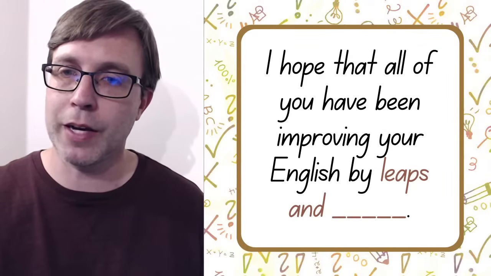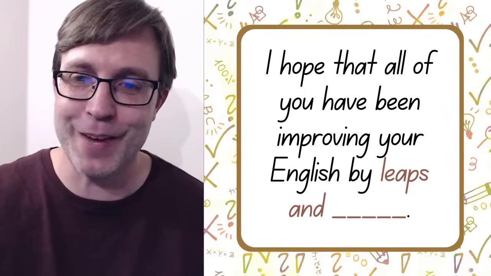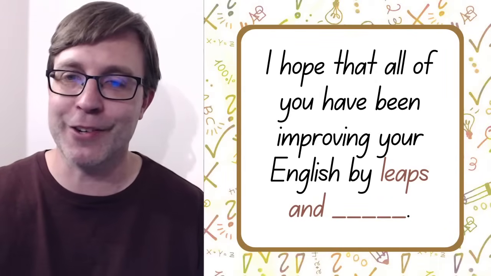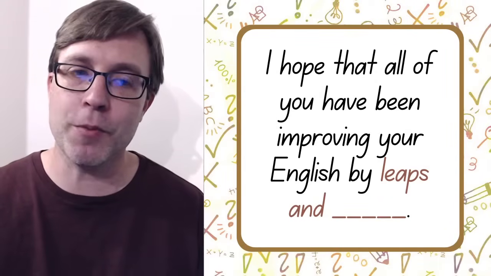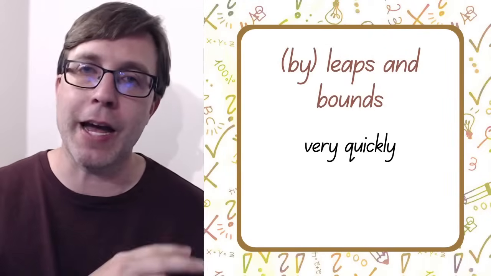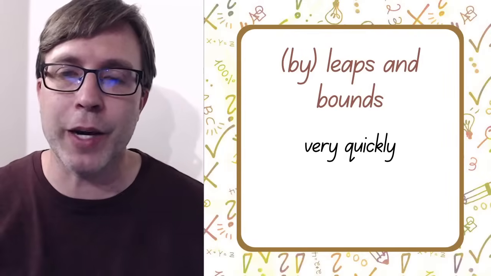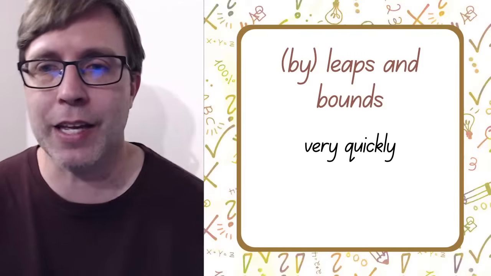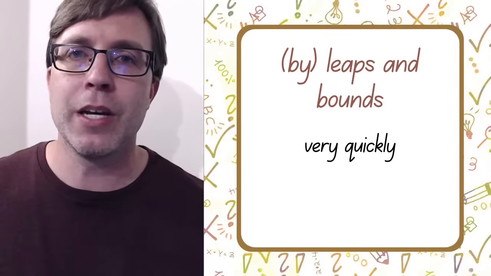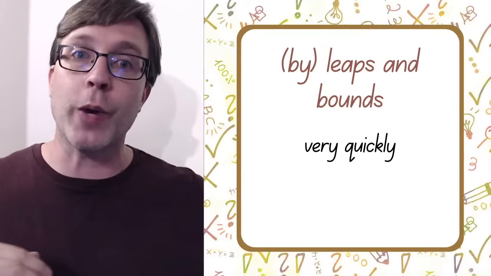Okay, so excellent. All right, you guys did a great job. You're doing a great job on this one too. The binomial pair is leaps and bounds. And I'm going to throw 'by' before that. What this means is just very, very quickly. I think I'm going to add to that, because leaps and bounds doesn't just have to mean quickly. It could just mean to a great degree.